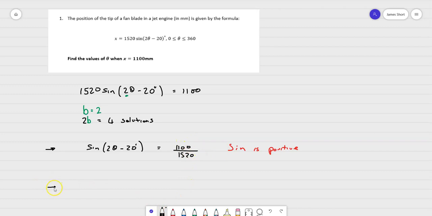We can say that the sine is positive. Now we can go ahead and take the inverse sine of both sides. So this will leave us with 2 theta minus 20 degrees is equal to the inverse sine of this fraction here, 1100 divided by 1520.